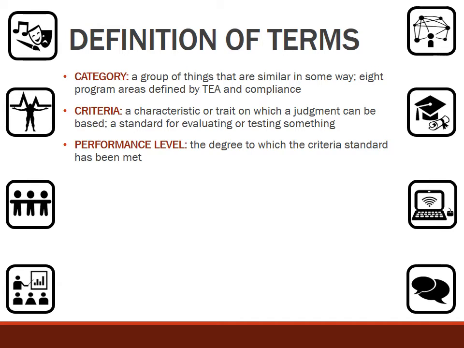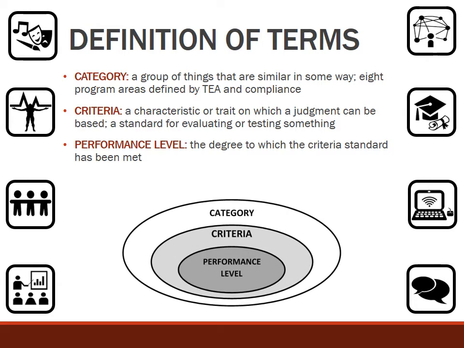Finally, performance level is the degree to which the criteria standards have been met. Texas Education Code requires 4 performance levels: exemplary, recognized, acceptable, and unacceptable. So you'll see those performance levels as the rubric headers. The visual on the screen should be helpful for explaining the relationship between these 3 terms.